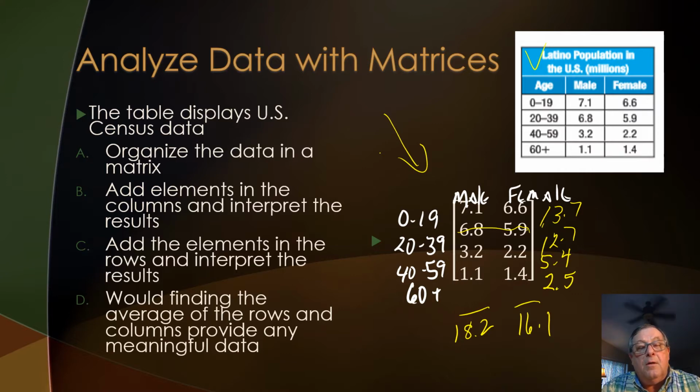Now, the last question would be, would finding the average of the rows and columns provide any meaningful data? Probably not really. What we're really looking at, we've already got it segmented by age group, and this does give us total population. In the columns, it's male versus female. And in the rows, it gives us total population data based on age groups. Taking an average of that probably doesn't mean very much. In fact, it probably would be meaningless.